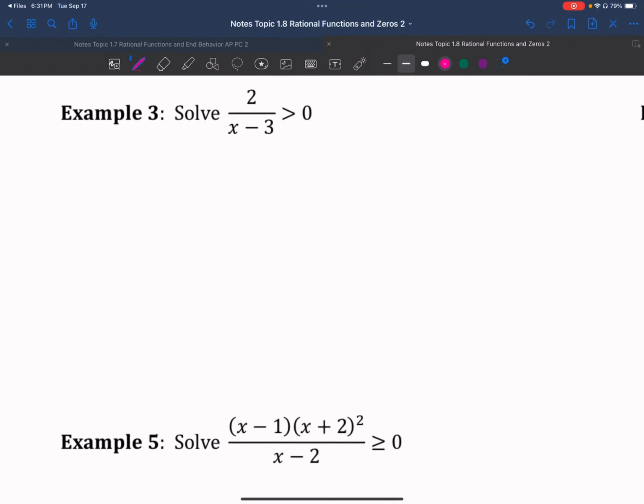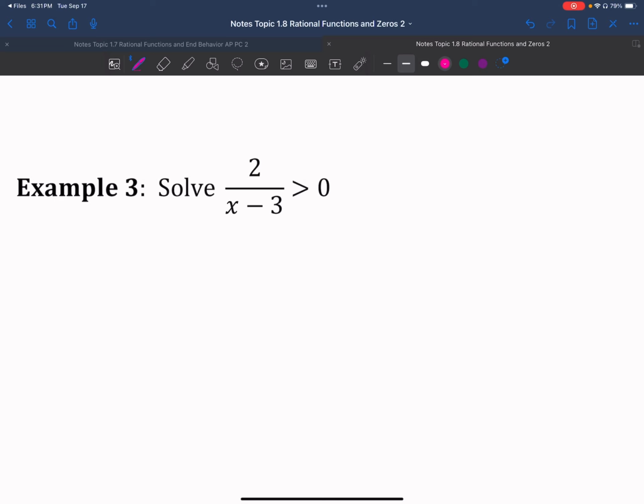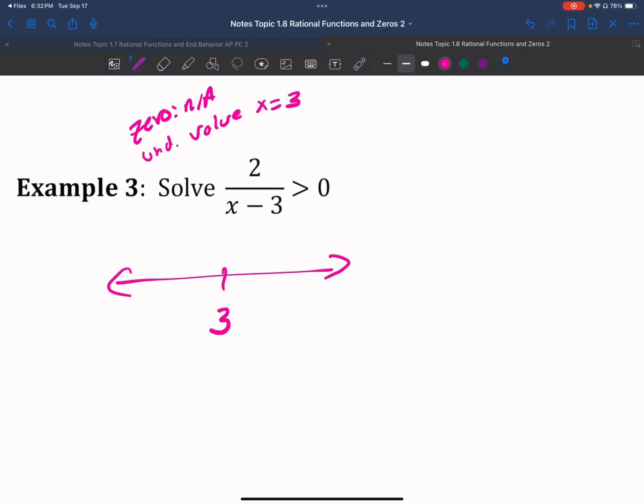A few more examples. Example number 3. I don't have a 0 because the numerator will never be 0. And then on the denominator, I do have an undefined value. So set x minus 3 equal to 0, I get x equals 3. After that, I'm going to draw my number line. When I draw this number line, I only have one number, which is 3.